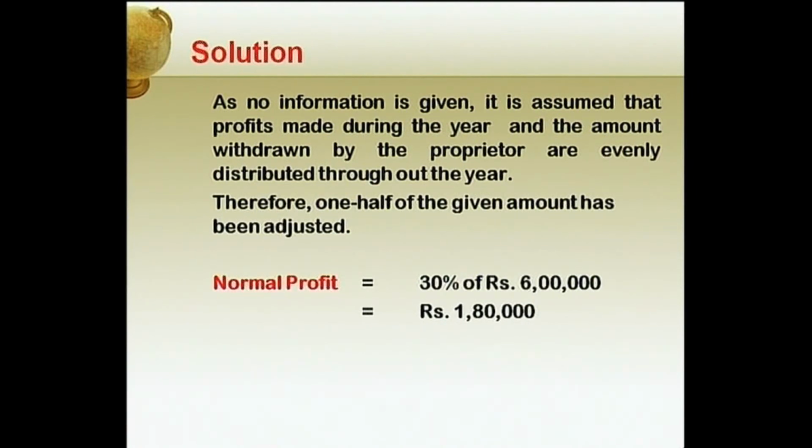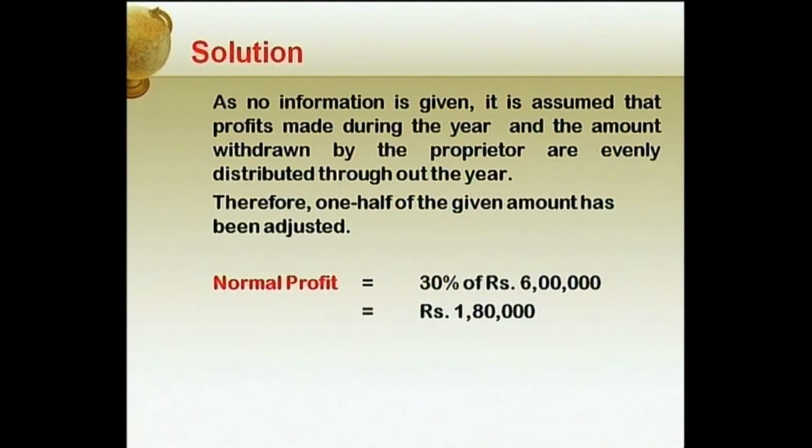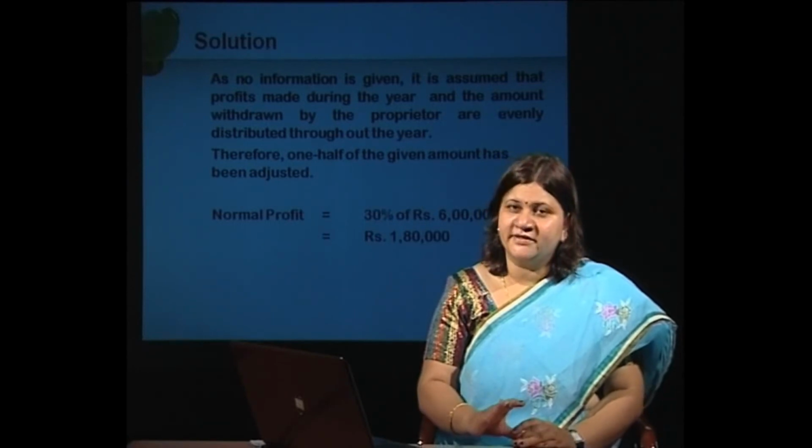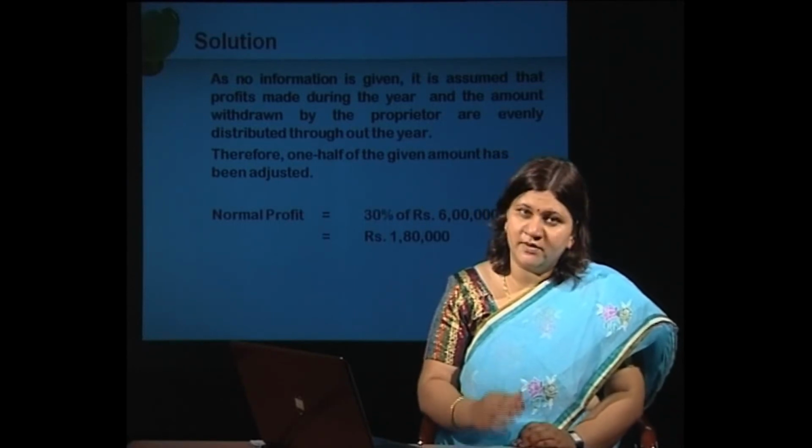Now, the last step is the computation of normal profit, that is 30% of 6 lakh, because the normal rate is 30% and the average capital employed, which we have computed right now, is rupees 6 lakh. So, our normal profit figure is 1,80,000. So, we have learned in detail the entire mechanism to compute the normal profit.